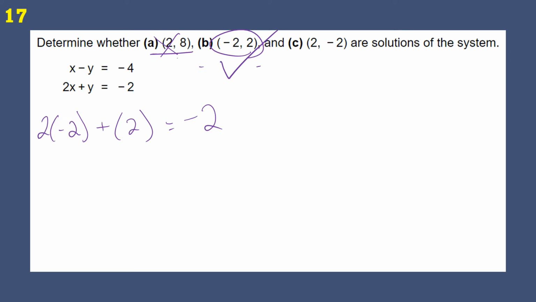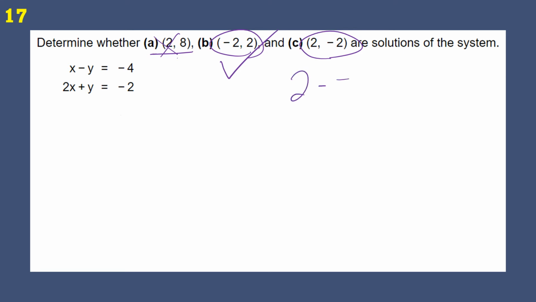Great. What if we flip it around and do the same thing, except let's go back and check in the first one. 2 minus 2, does that equal -4? 2 minus -2 equals +4. So that doesn't work in our first equation. So the only one that works is B.